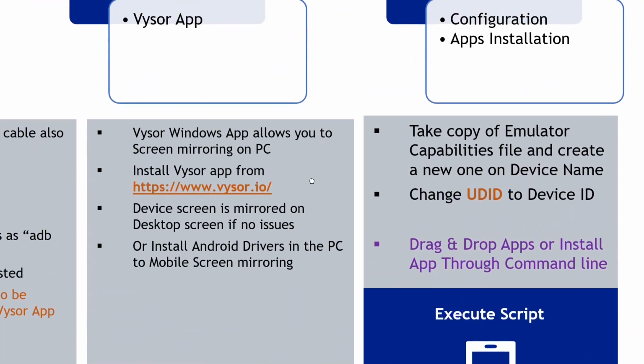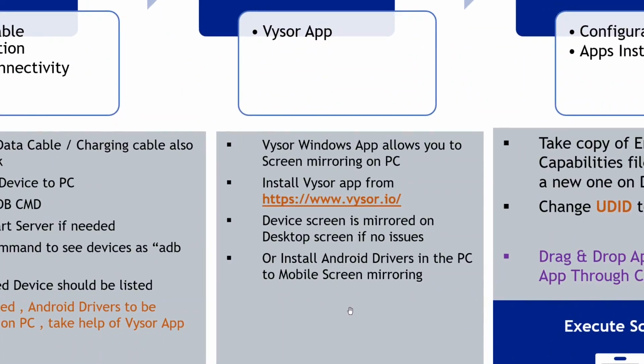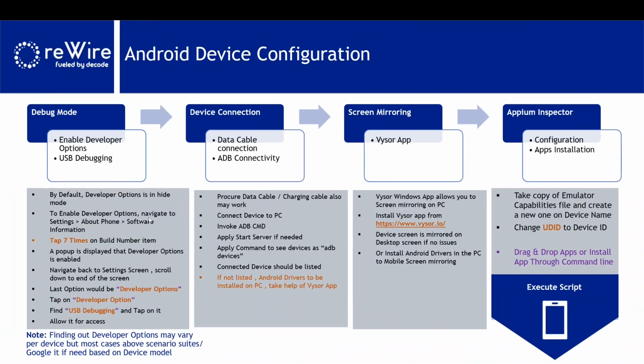So this is the one. Regular, everything is the same. There is no change at all. Only the UDID you need to provide currently, and the app package and app activity, everything is the same. You can execute and see whether that sample script is running or not. Okay, so these are the 4 steps, team.